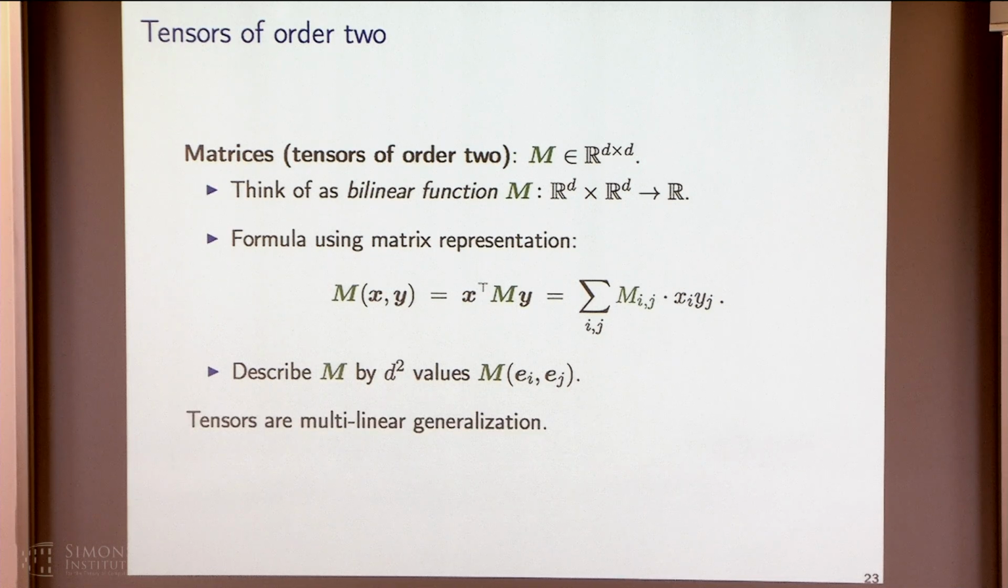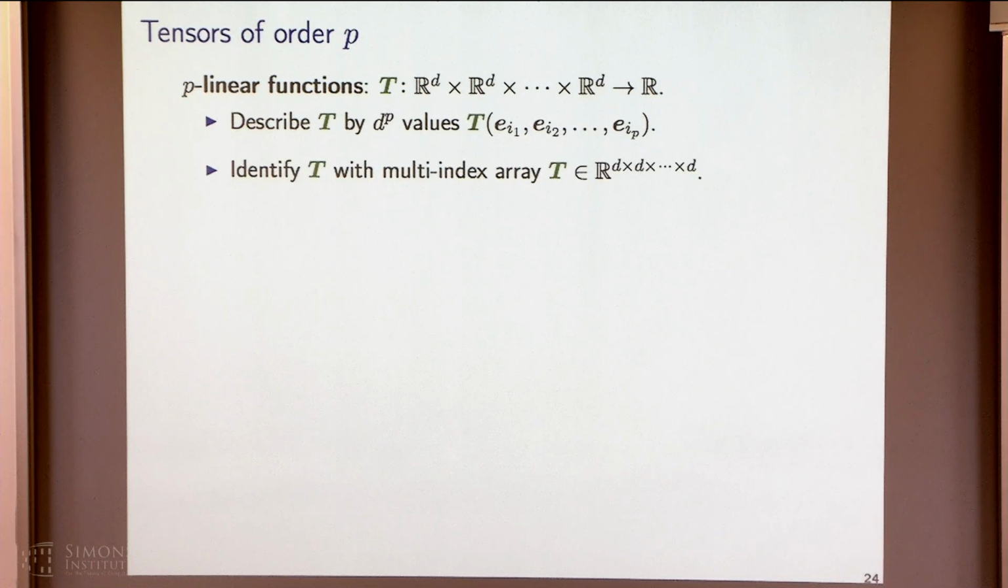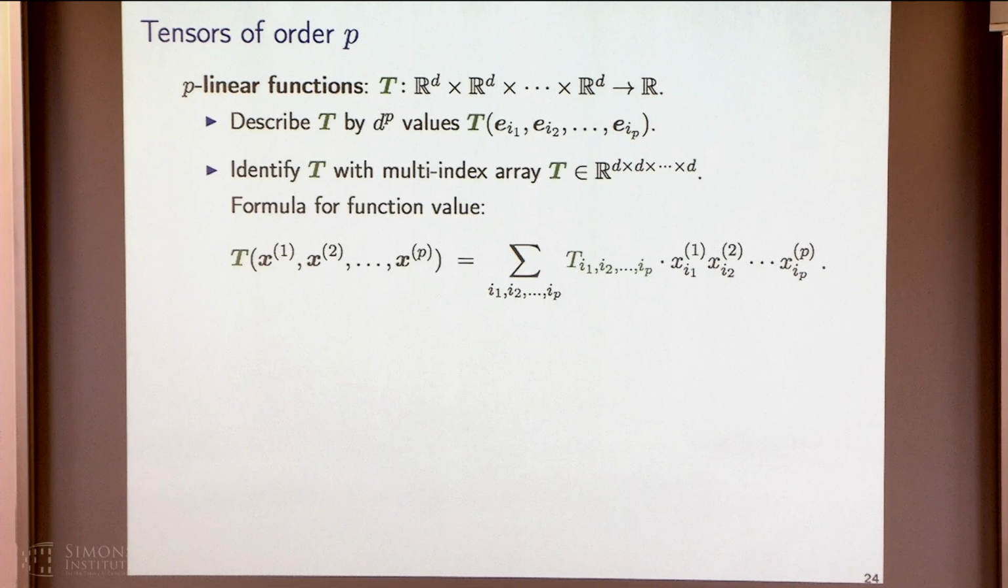Okay, so then tensors are just the same thing, but a higher order generalization of this thing. Let's think of, we're usually going to use third order tensors, but of course it generalizes. You can describe the tensor by d to the p different values, the values that this function takes on as you range over the different combinations of basis elements. You can also think of it as a cube or a hypercube of numbers. This is the analogous formula for the function value.